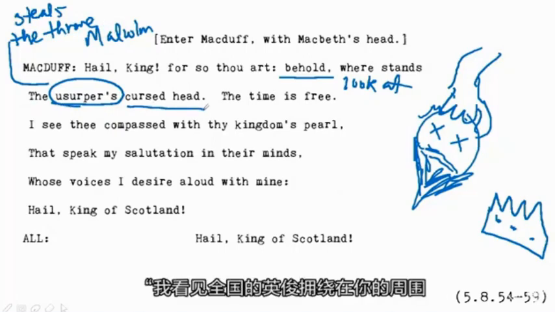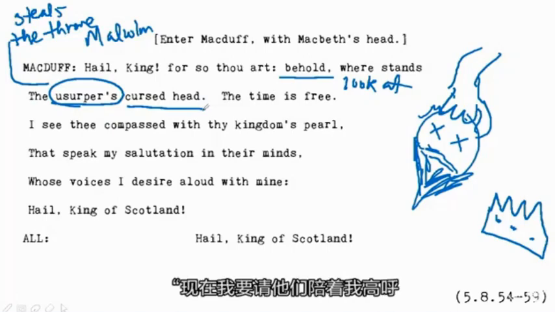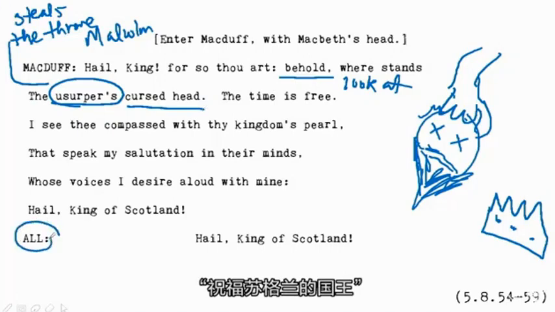The time is free. I see thee compassed with thy kingdom's pearl, that speak my salutation in their minds, whose voices I desire aloud with mine. Hail, King of Scotland. And everyone says, hail, King of Scotland. And they're speaking to Malcolm.